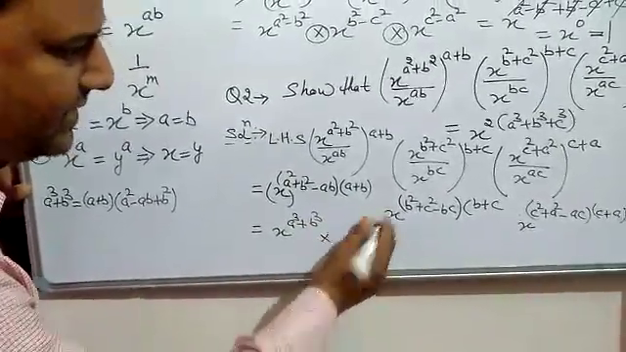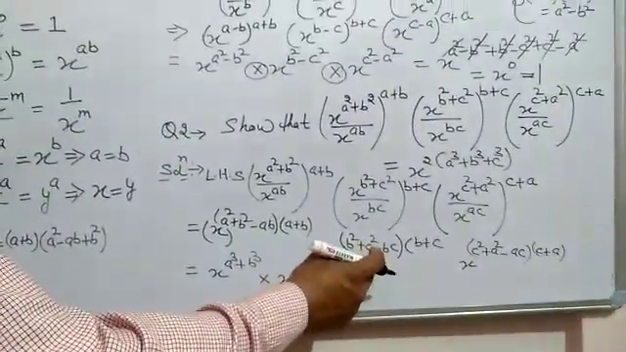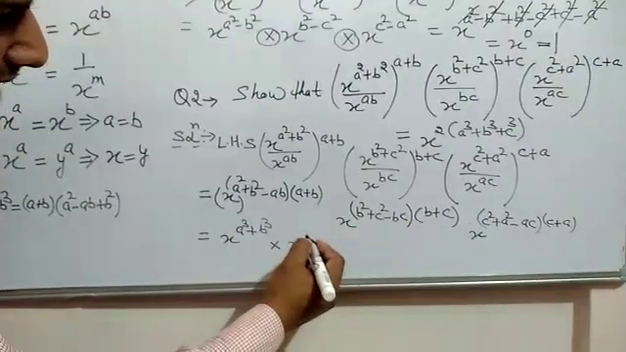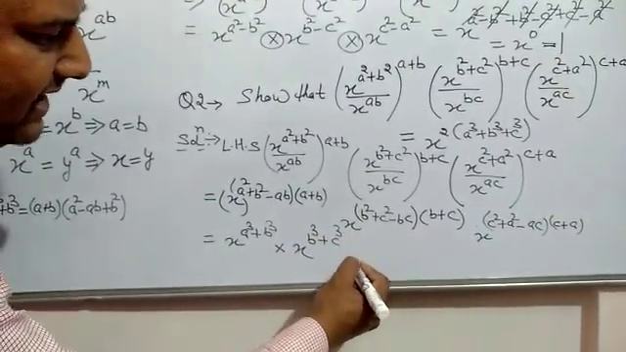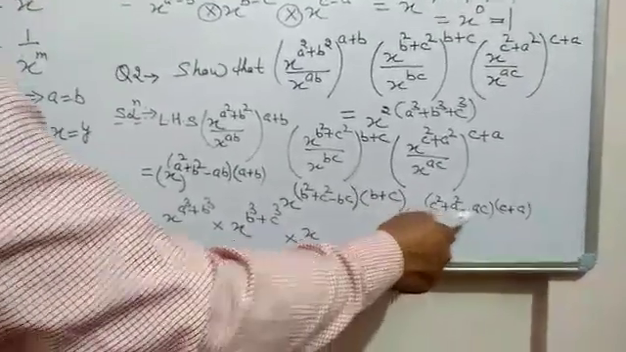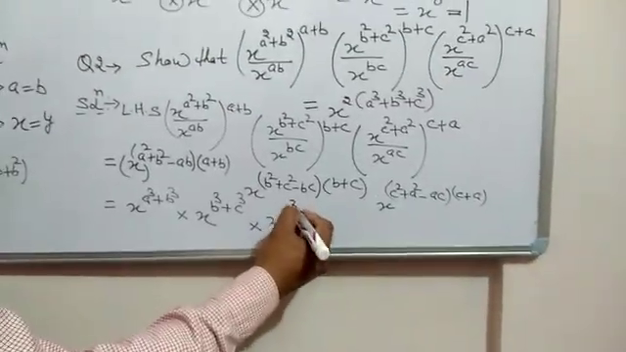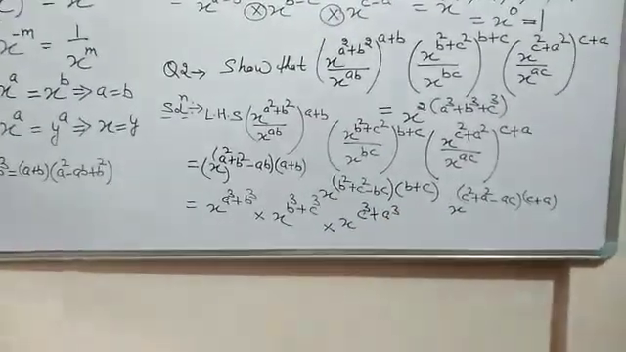Then there is the sign of multiplication. Next, x to the power b square plus c square minus bc into b plus c, so it comes out x to the power b cube plus c cube. And the last, x to the power c square plus a square minus ac into c plus a. So what comes here? c cube plus a cube. So students, see it carefully.